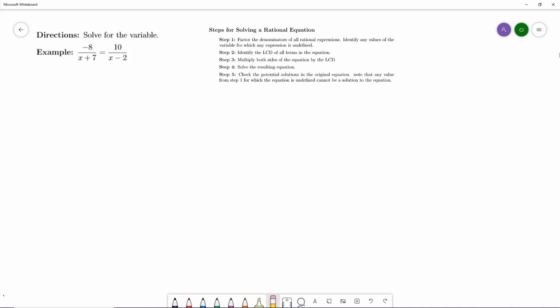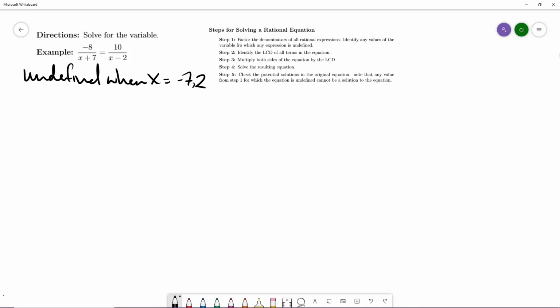So you'll say, oops, let me go back to my pen. So what do I say? I say undefined when, and then I can just look, and then we'll say x is equal to negative 7 and 2, right? You don't have to tell me x plus 7 equals 0, x minus 2 equals 0, and then solve for it. If you can just notice it right off the bat, that's completely fine.